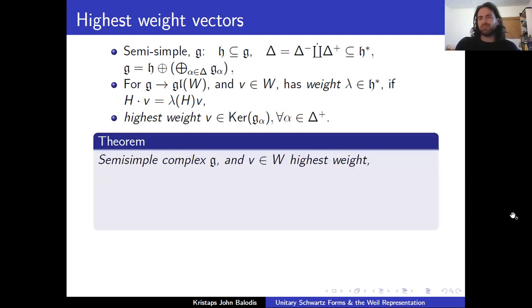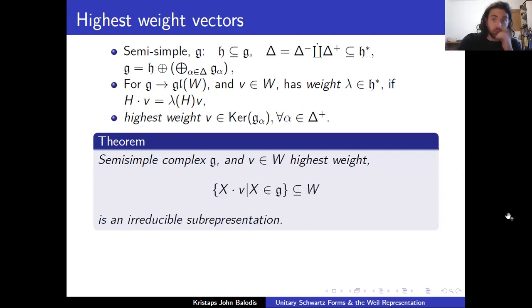But I mean, what does that even mean? Here's the theorem that explains why we care. If you have a semi-simple complex Lie algebra G, and you have a vector V, which is of highest weight, then it turns out that if you simply take that one vector and act on it by everything in your Lie algebra, this generates a subspace of W, possibly the entire space. This is an irreducible subrepresentation.